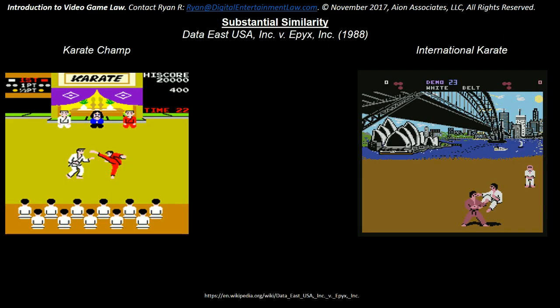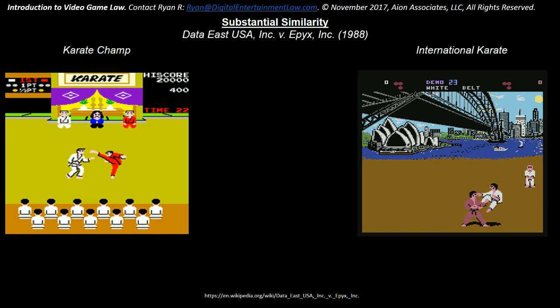So COPPA is the biggest area where developers usually run into trouble. The next largest area is intellectual property infringement, because there's often a question in video games about how far copyright can extend when it comes to similarities between games. So one of the first cases on this point was Data East versus Epix. Data East had a game called Karate Champ. A few years later, Epix came out with International Karate.